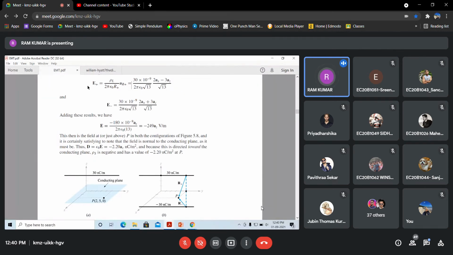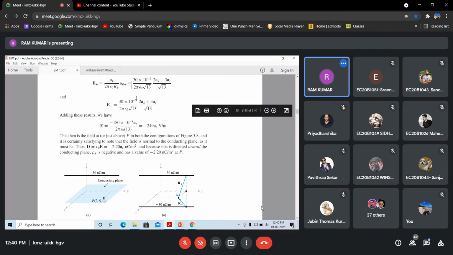So E plus is the field intensity due to this 30 nanocoulomb per meter line charge. E minus is the field intensity due to the minus line charge on the bottom side. So the total electric field intensity over here is found by simply adding these together. Also, don't get confused here: this is actually minus 30. So minus 30. When you add together, everything is the same.